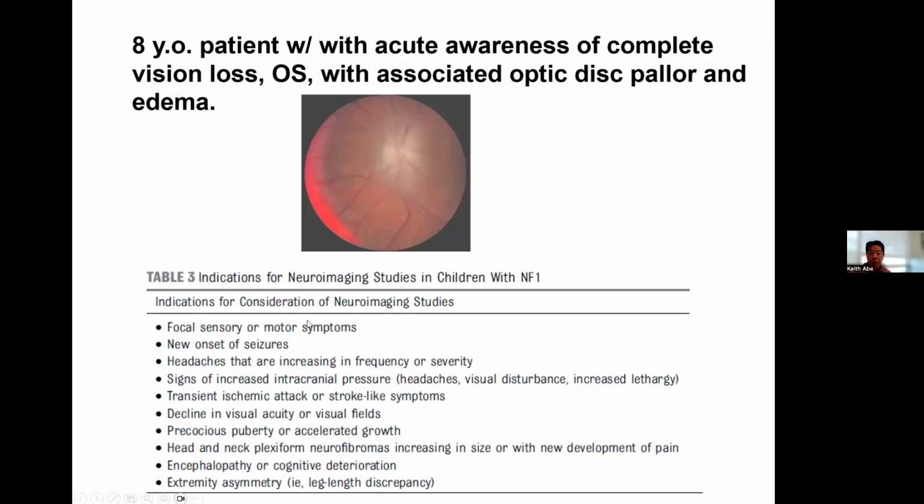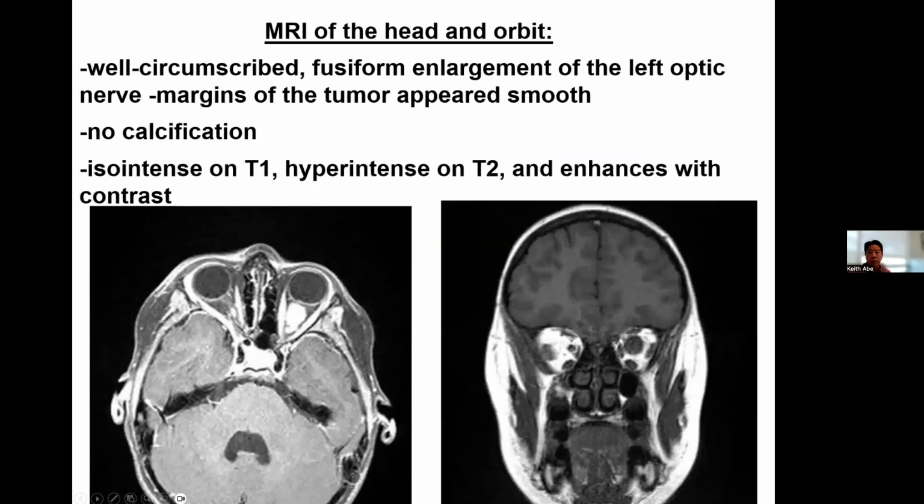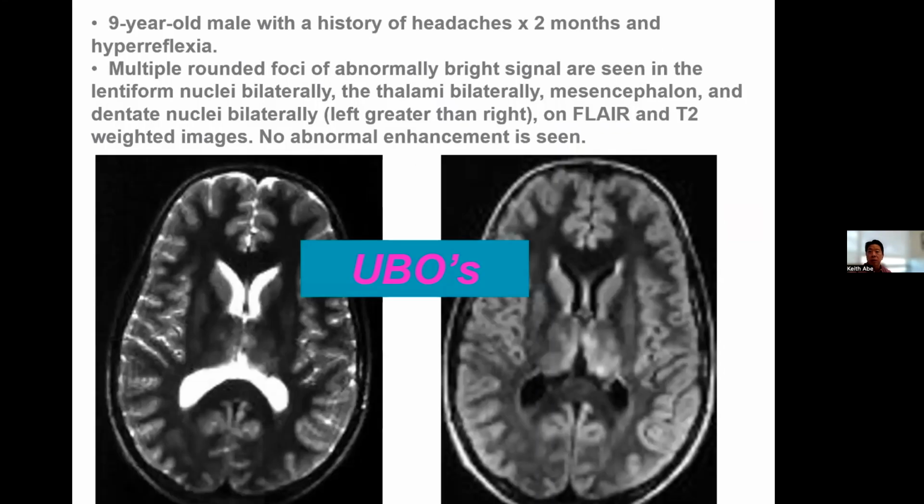Again, imaging is only indicated for suspicion of intracranial problems. Here's the optic nerve glioma we had talked about, again usually with a fairly benign course compared to others. Gonna jump here. So UBOs, often there are bright spots. This is a really bad scan from long ago, but often there are bright spots in the basal ganglia and thalamus that are not normal, but typical for NF1. And so if imaging is obtained, we should be reassuring for these patients.